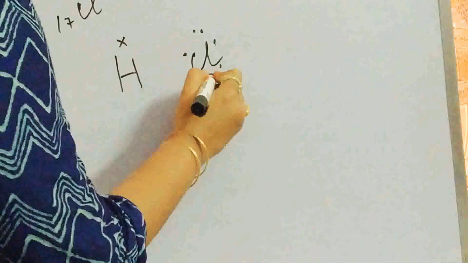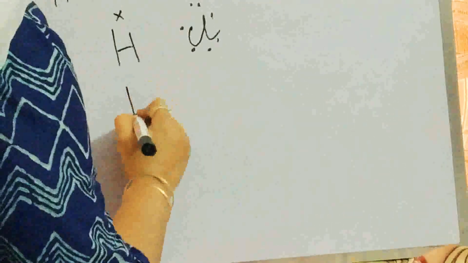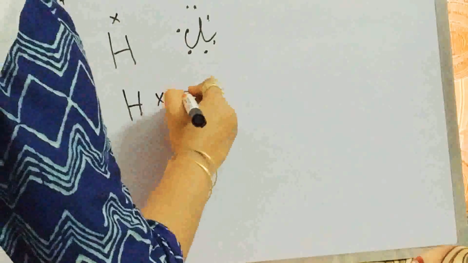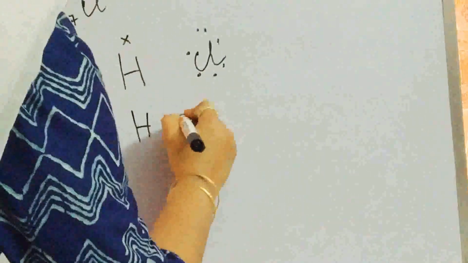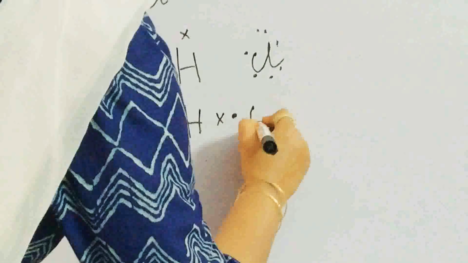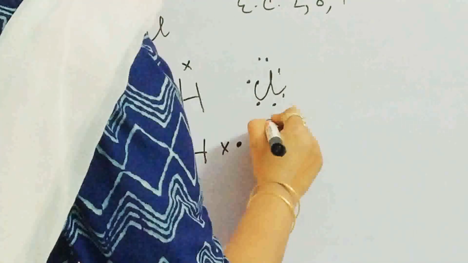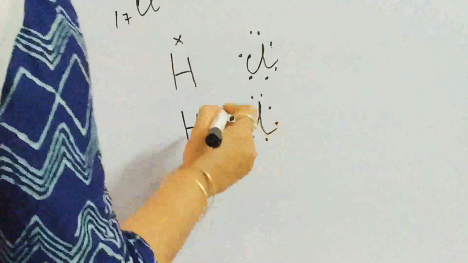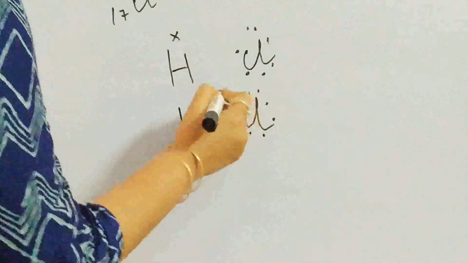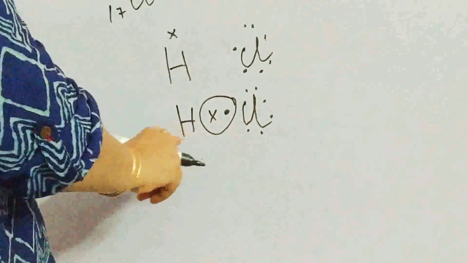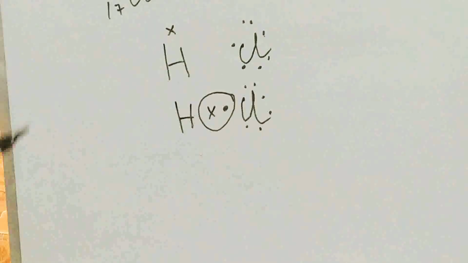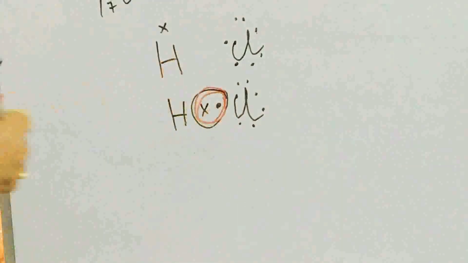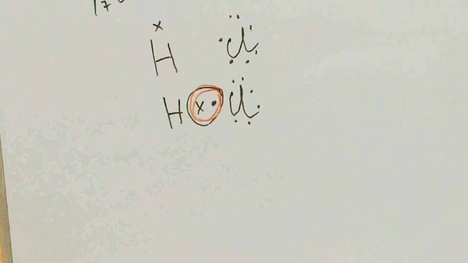What will happen during covalent bond formation? Hydrogen will keep its one electron in between hydrogen and chlorine. Chlorine will also keep one electron in between, and the chlorine atom will now have 6 electrons of its own. These two electrons in the middle will be shared by both hydrogen and chlorine.